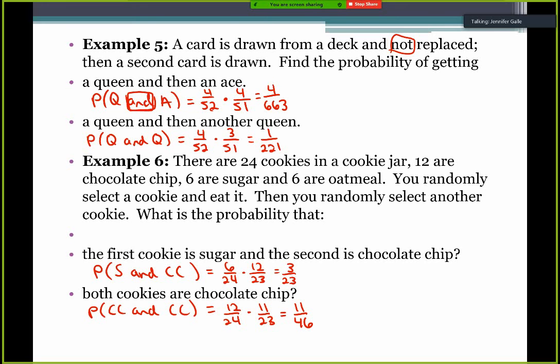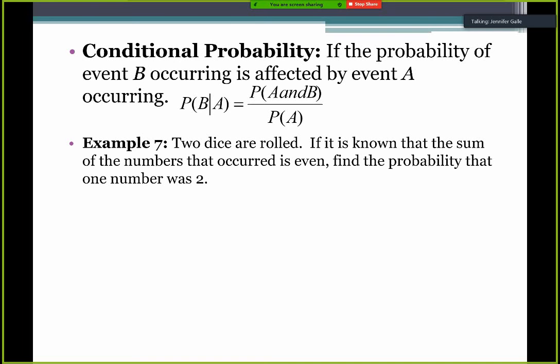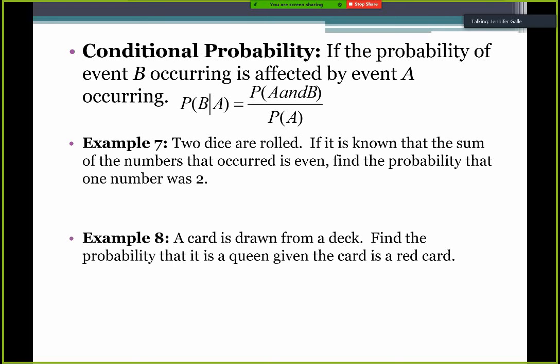If you flip to the back side of your sheet, the last idea for our multiplication piece today is conditional probability. So sometimes we have the situation where we know event A is going to happen for sure. So we see that notation again. We have the probability of event B occurring is affected by event A occurring. So this is on the back side of your sheet. The little formula is already there for you, as is the definition. I'm just doing this for space.